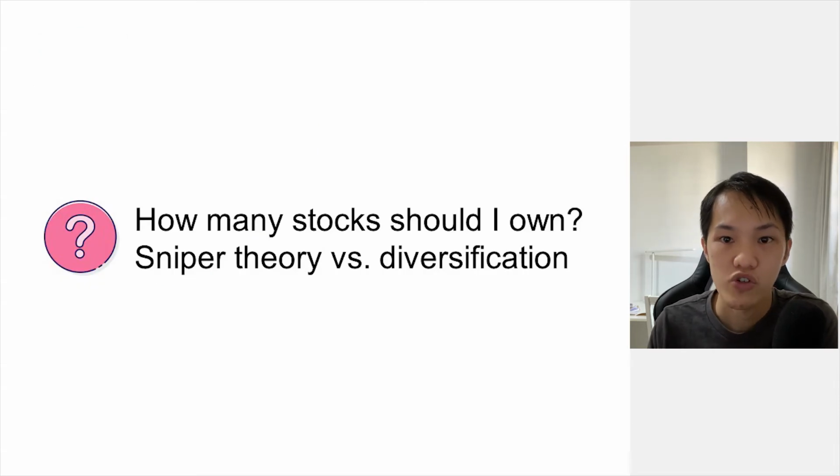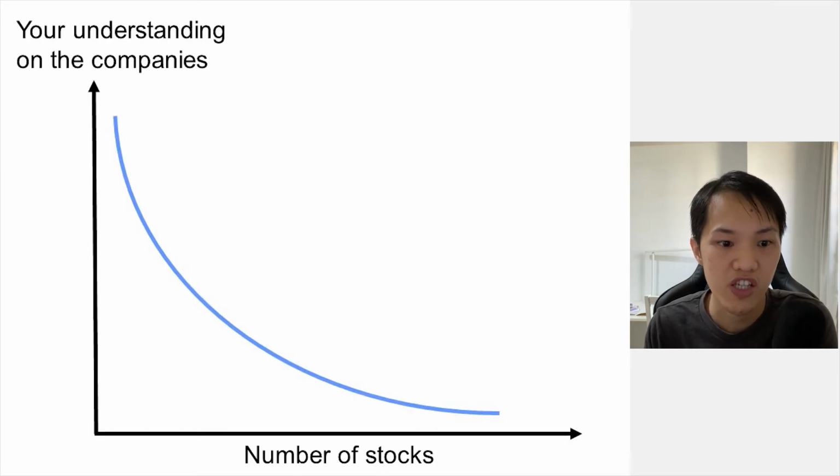How many stocks should I own? Should we use a sniper theory or diversification? I will use this chart to explain how many stocks you should own. On the x-axis, this is the number of stocks that you should own, and on the y-axis, this is your understanding of the particular companies. For example, if you are a person who likes to do deep analysis into the companies and know the companies inside out, it is fine to own a small number of companies.